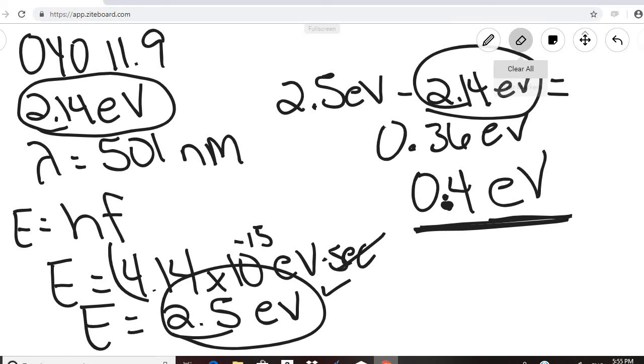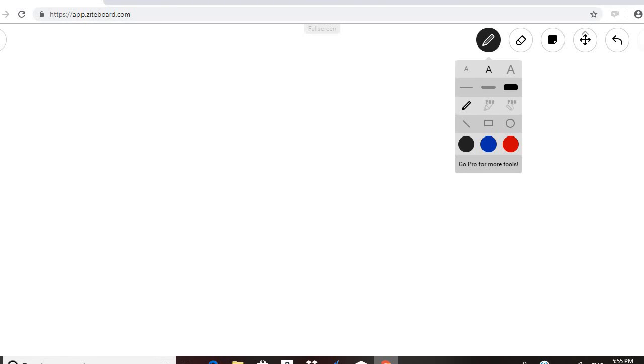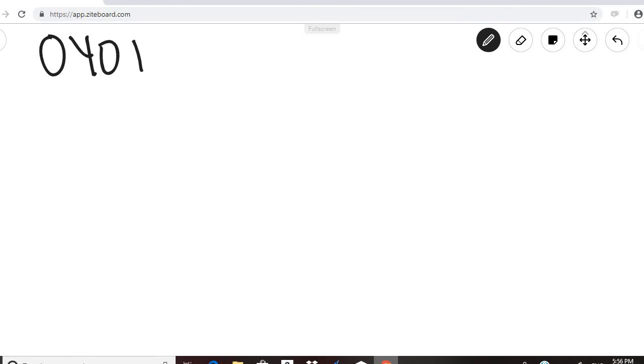Okay, one more we'll do, number 11.10. In this question we are told that a metal emits electrons when illuminated with light. However, if the wavelength is greater than 195 nanometers, no electrons are emitted. So that's the wavelength of the light, and we want to know what is the work function of the metal.